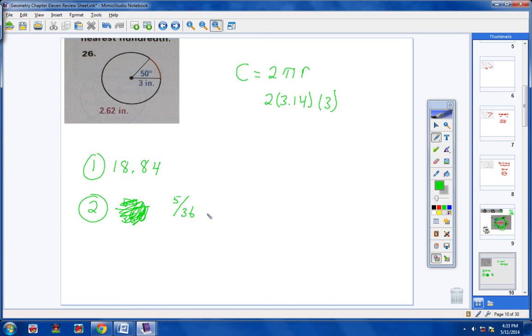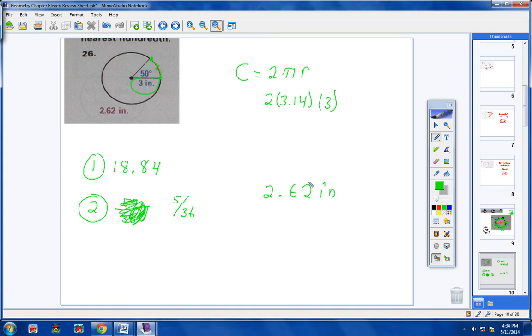And then I told you to multiply these two together using a calculator if you want to. That's totally fine. So with my calculator, I'm going to take 5 over 36 times 18.84. And to have a decimal answer is fine. I'm getting 2.62, which is the correct answer. And of course the answer is going to be in inches, and you know that because your radius was in inches. So the length of this arc from here to here is 2.62 inches.